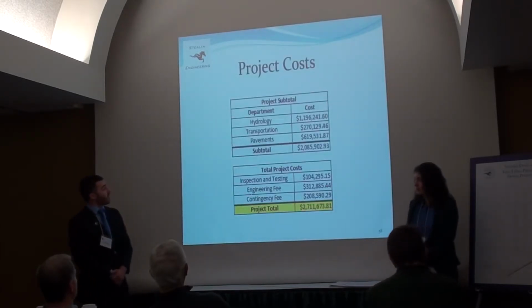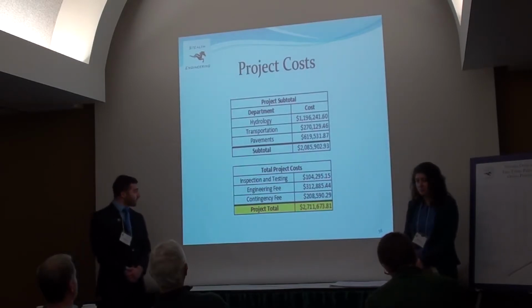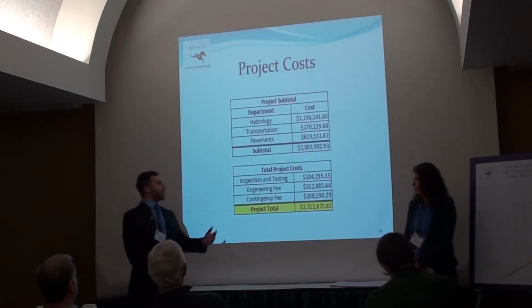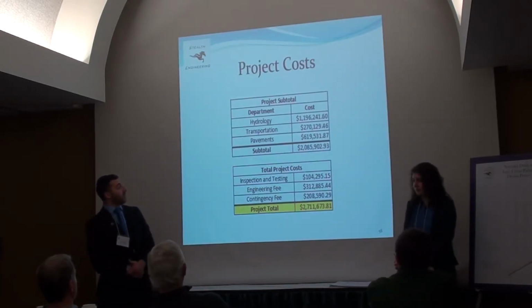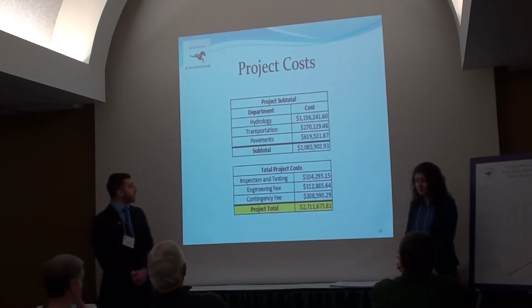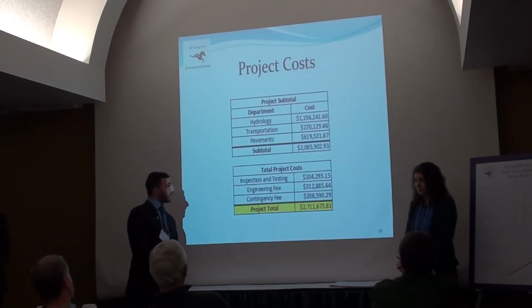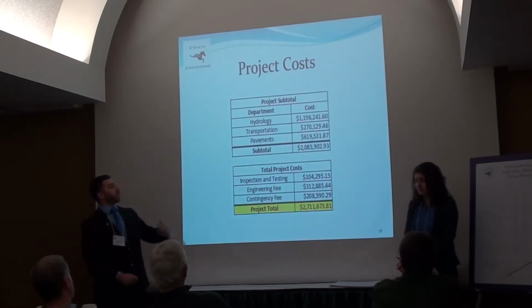So the total cost for the project that we're proposing: hydrology, as stated, roughly 1.2 million. Transportation, which corresponds with sidewalks being moved and placed, and the inter-urban pathway just described, approximately 270,000. Pavements, 620,000, to come to a subtotal of approximately 2.1 million.